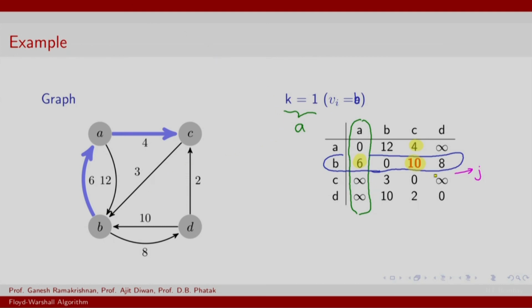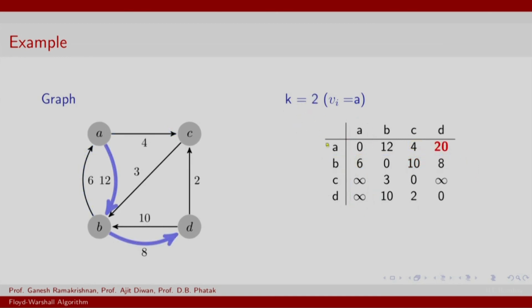You can do the same thing for B to D, but there is no path through A. So this is the only update for Vi equals B and K equals 1. Then look at K equals 2. For K equals 1 there is nothing else that is possible, because CA is infinity and DA is also infinity. For K equals 2 we start with Vi equals A.